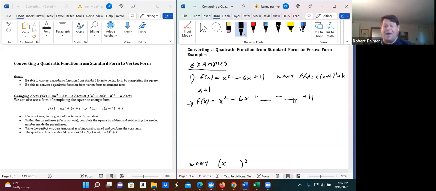Now, let's find out what we have to add. This is going to be the same number here and here. What we're going to do is take this number. The directions say if a is not 1, factor the a out. Well, that wasn't the case. Within the parentheses, well, we're not using parentheses here, but we'll see that in the next example. Complete the square. We'll write a perfect square trinomial as a binomial squared, and then combine the constants on the outside. And then the quadratic function should look like that. So let's see how this process works. We're going to take this number, which of course is -6, and divide it by 2, which is -3. Now, what I'm going to do with that is square that number and put it right here.